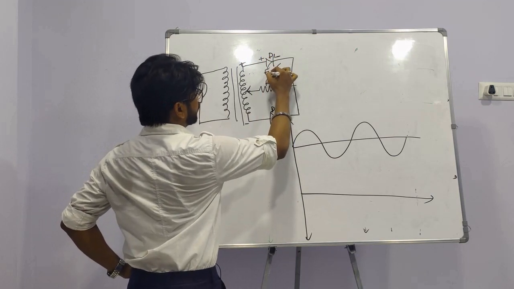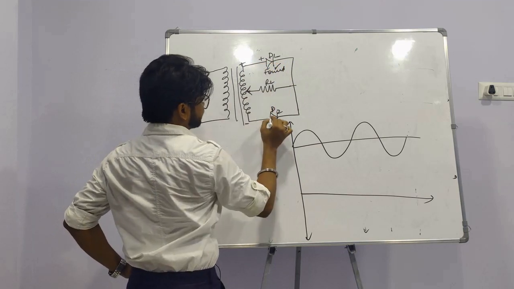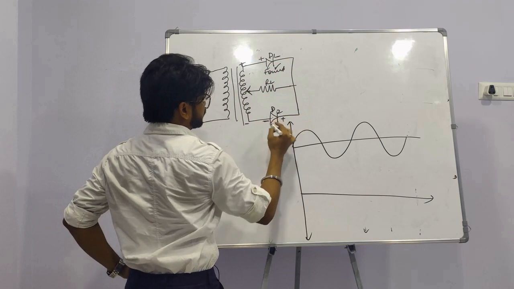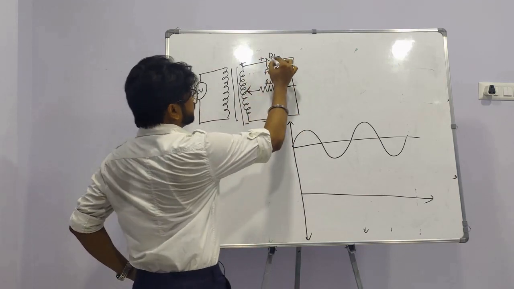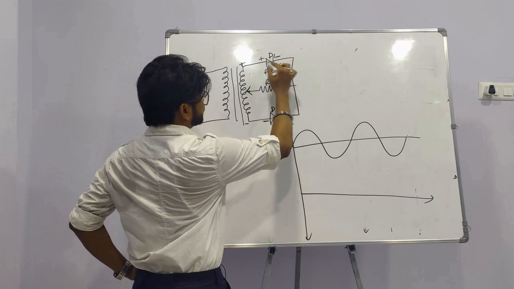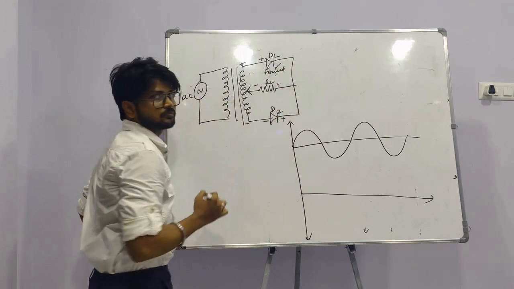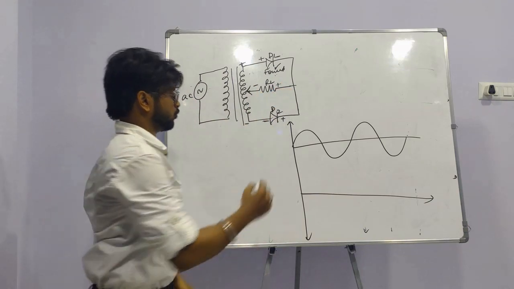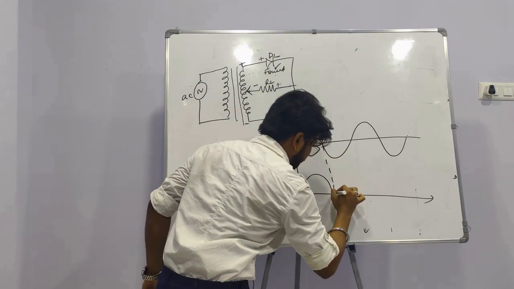D1 is forward biased, so it starts conducting, and this is reverse biased, with negative here and positive here. Therefore it does not conduct, so this remains open. So in the positive half cycle, D1 conducts in the forward bias condition, and through the RL we get the output. So here is the output of the first half cycle.